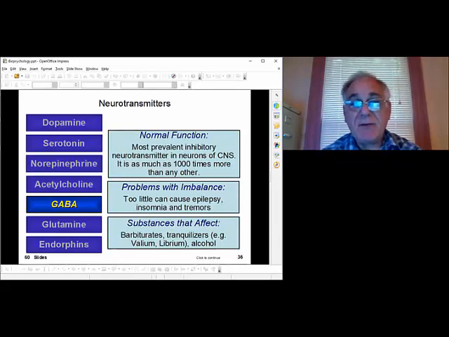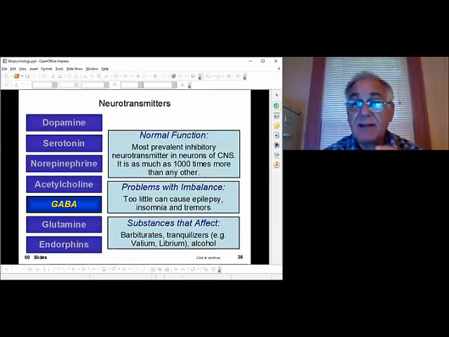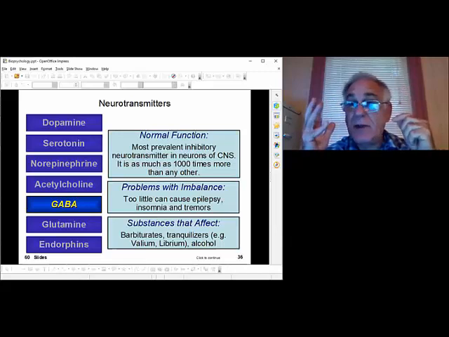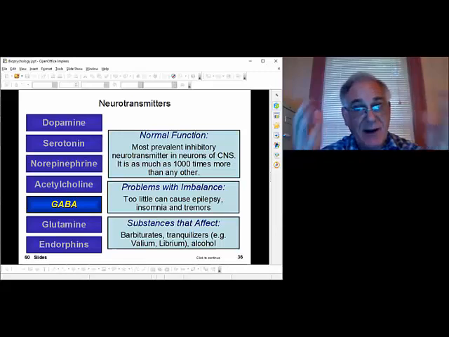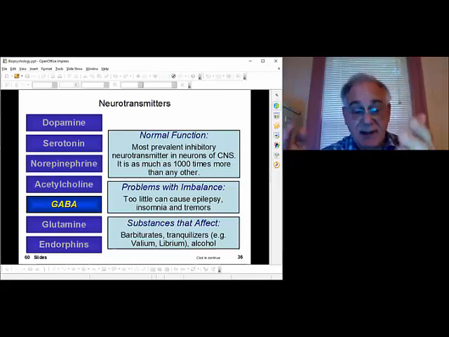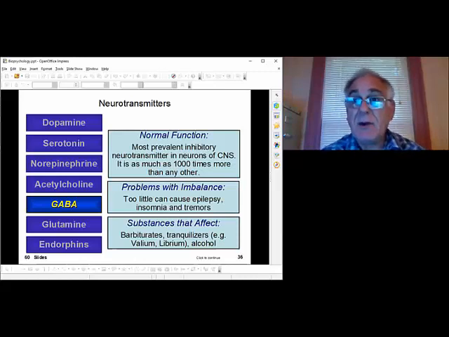So the problems with imbalance of GABA: too little of it can cause epilepsy because it shuts things down. It shuts down the neurons. It keeps them from firing. It's an inhibitory process. If you don't have enough GABA, then there are neurons that are going to be firing off when they shouldn't be, which then cause 10 other ones to fire off. Those 10 cause 100 other ones to fire off. Those 100 cause 1,000 more to fire off. And so you have epilepsy because of lack of GABA.